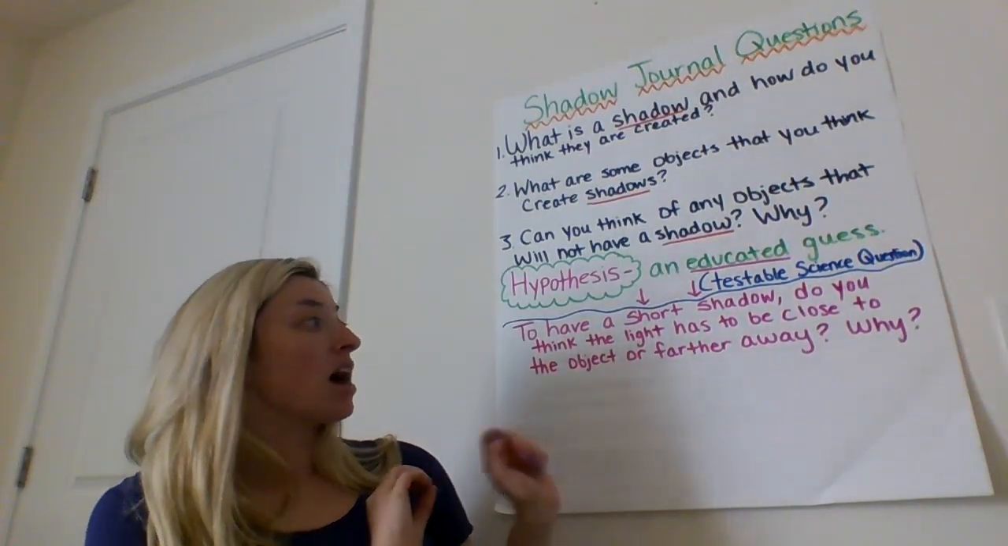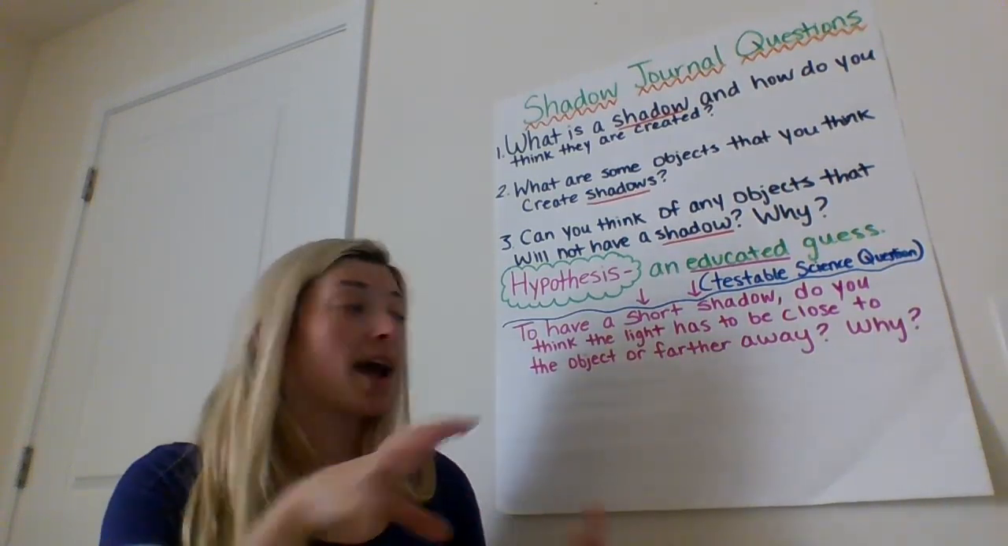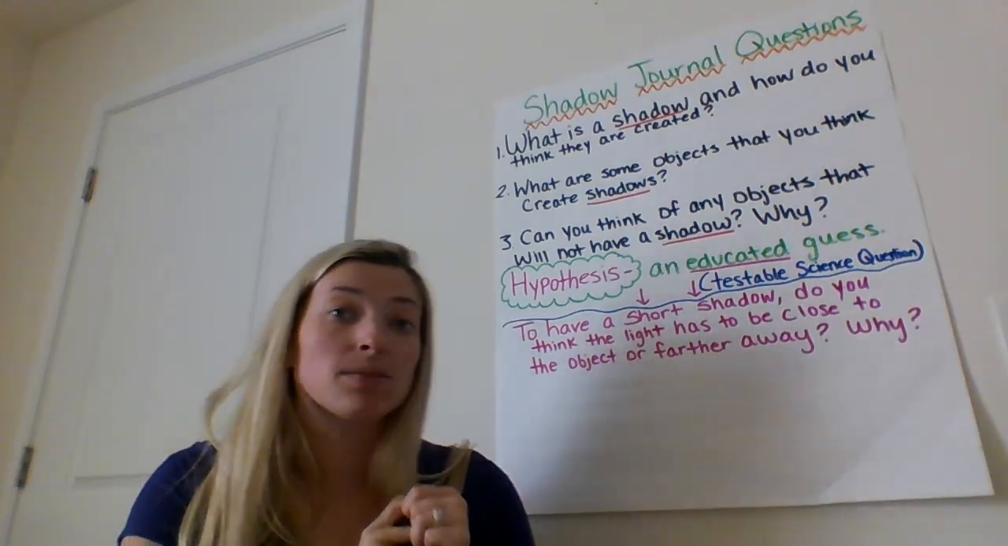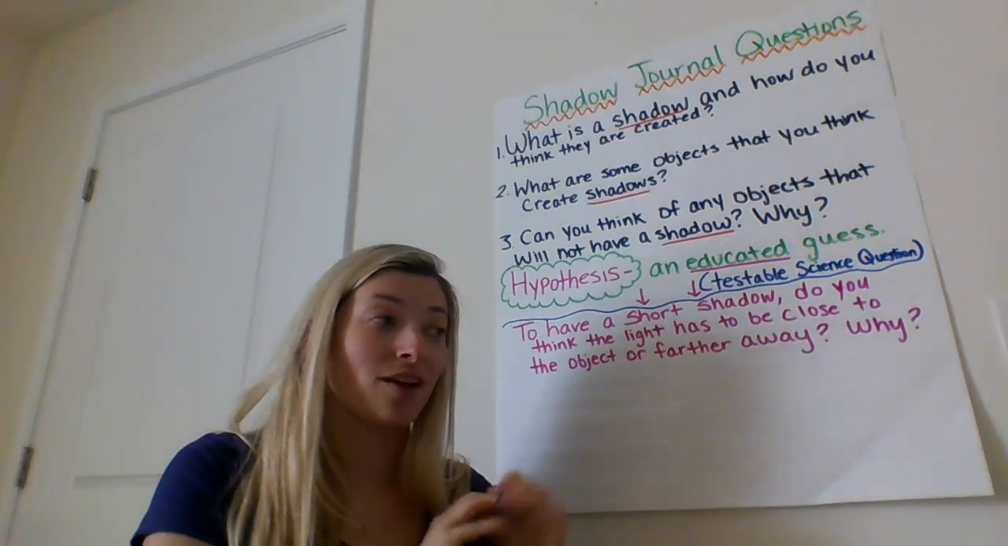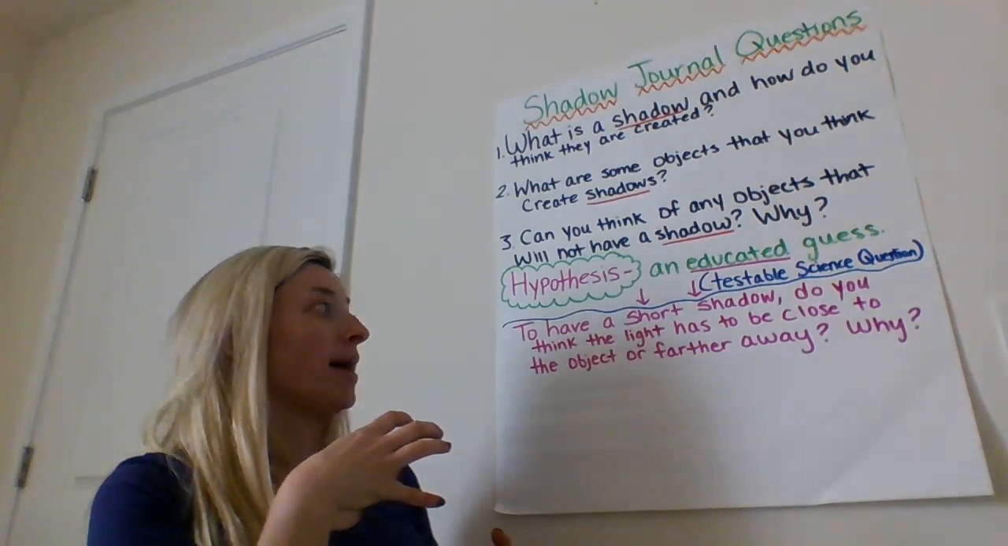So again, does the object have to be close? Does the sun or the light have to be close to the object or farther away to make a short shadow? So a shadow that's not very tall. Is that light source going to be really close or really far away?